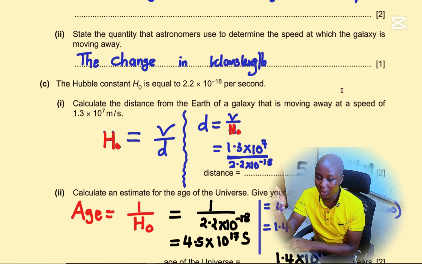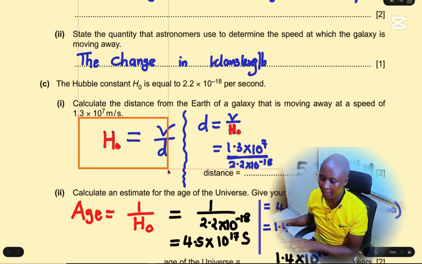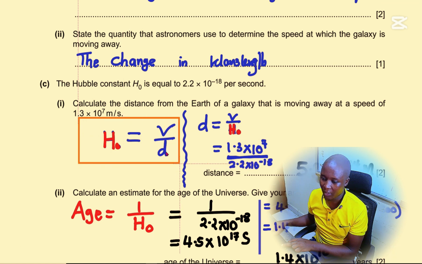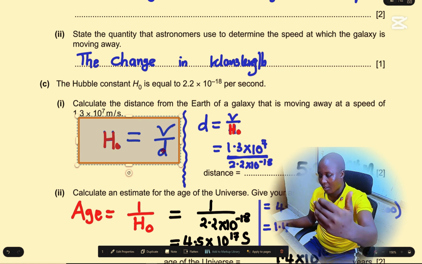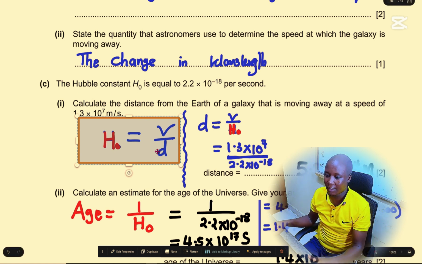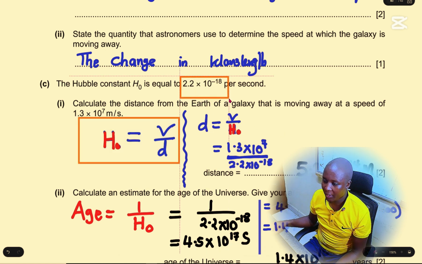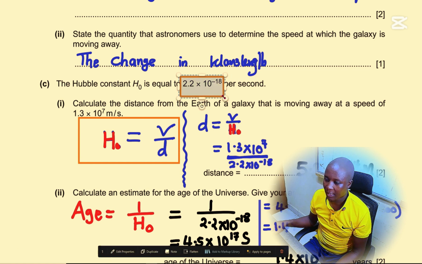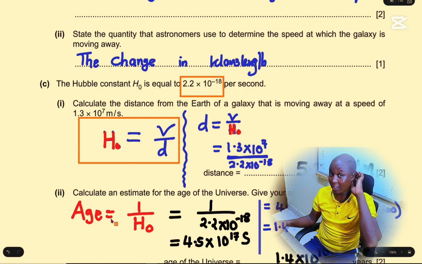And also you need to understand Hubble's law. Hubble's formula is given here. H is equal to the speed of a galaxy divided by the distance between the astronomer and the galaxy. If we work it out, we are going to get the distance being 5.9 times 10 raised to the power 24 meters. Hubble's constant is 2.2 times 10 raised to the power negative 18. Using this, we can also determine the age of the universe.